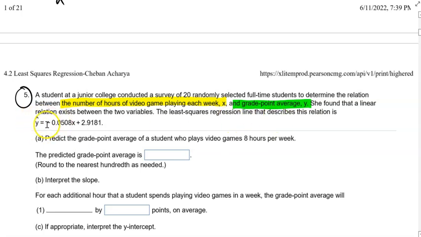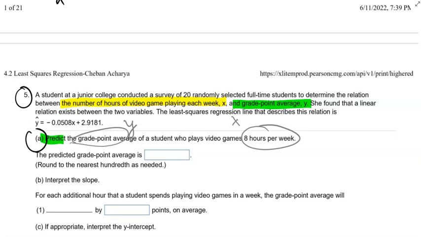Y hat equals negative 0.0508x plus 2.918. Okay, now first question, predict the grade point average, that means GPA, that means y. Predict y of the students who play video games 8 hours per week. The 8 hours here is x, because x is the number of hours of video game playing each week. And to find the predicted value, you have to find y hat.